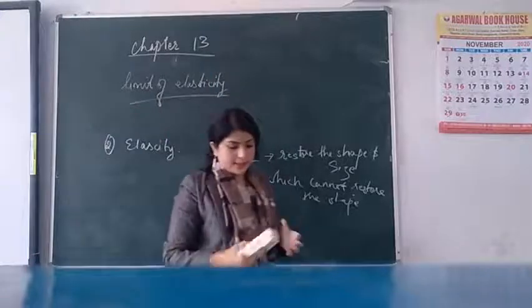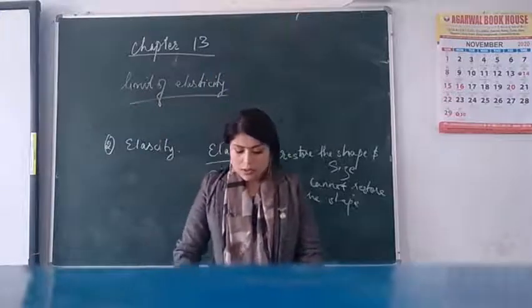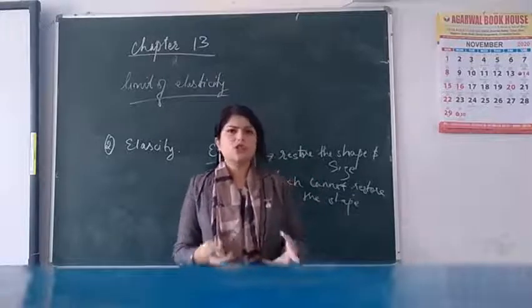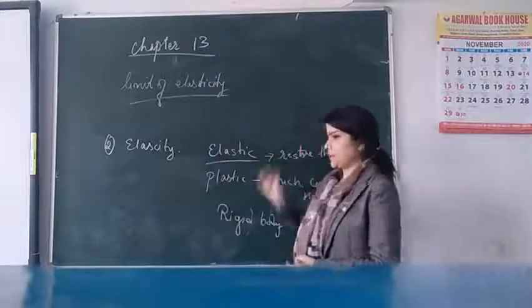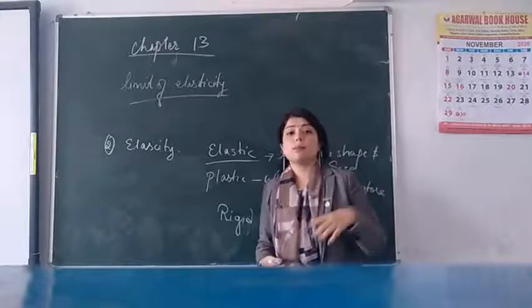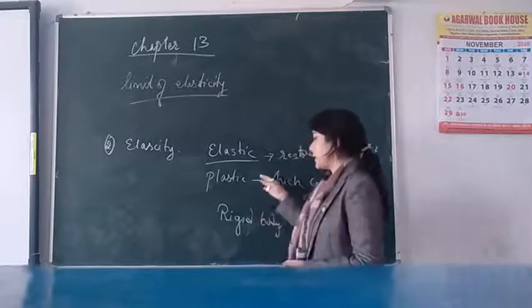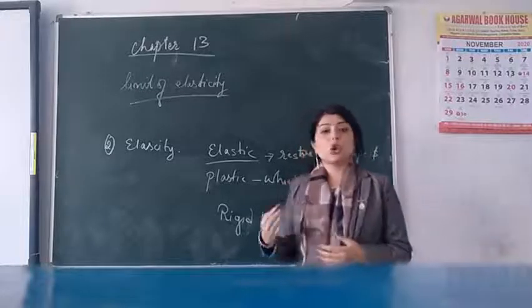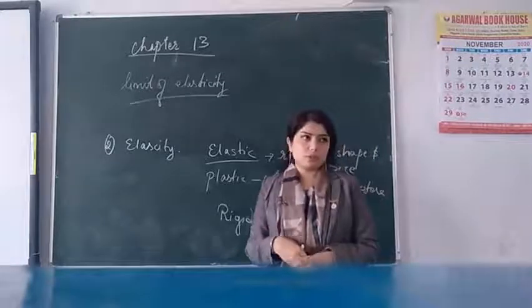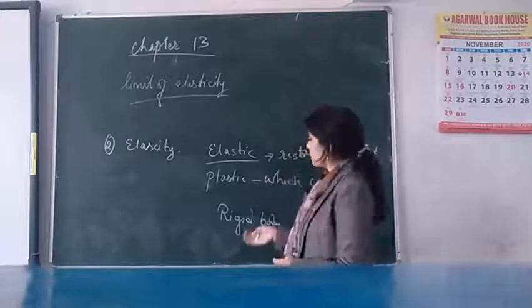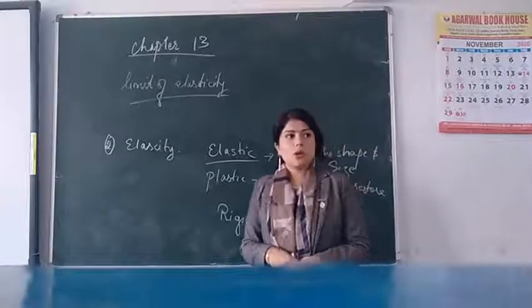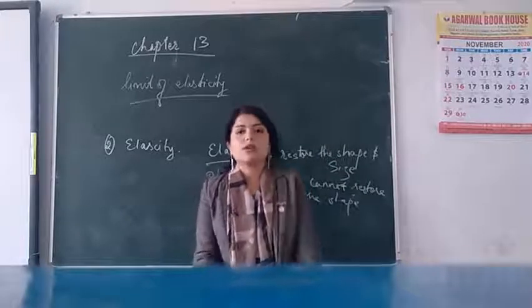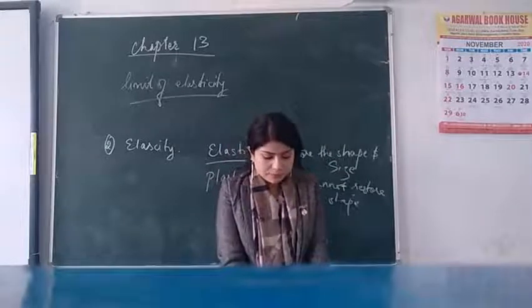Limit of elasticity. Now, when we apply a force, what happens? Some objects will easily change their shape. For example, elastic: it will change its shape, but it will come back to its original position. Plastic: we can easily change the shape, but it will not regain its initial position or original shape. Then comes the rigid body, where we cannot change the shape or size at all. Those bodies are known as rigid bodies.